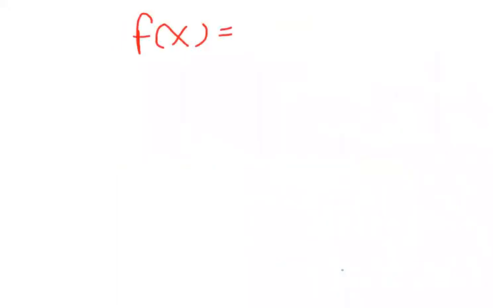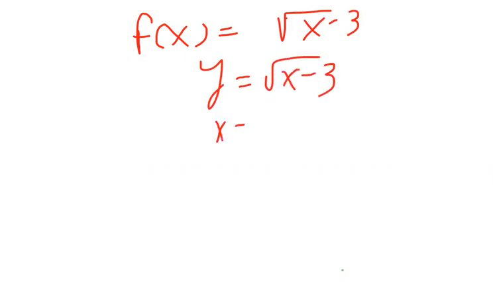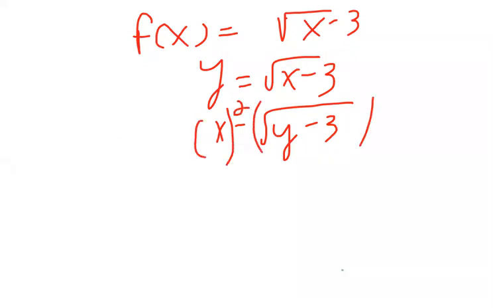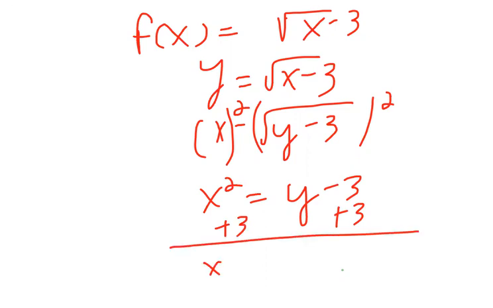Y equals the square root of x minus 3. X equals the square root of y minus 3. We're going to square both sides. Right. X squared equals y minus 3. Right. Add 3 to both sides. So x squared plus 3 equals y. Right. See, Jennifer, I told you got this.